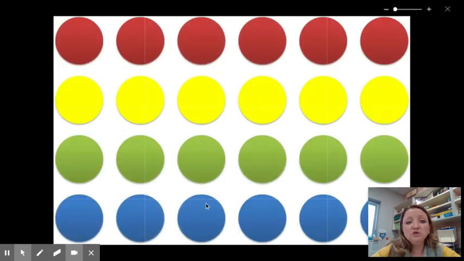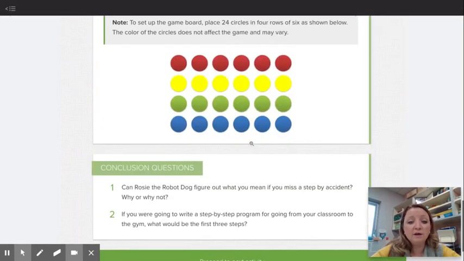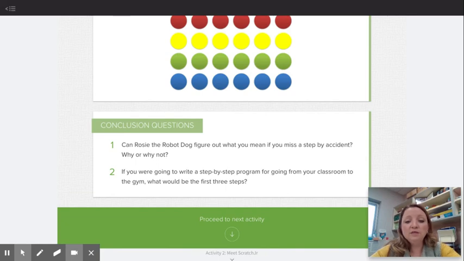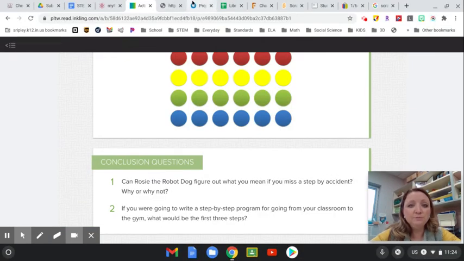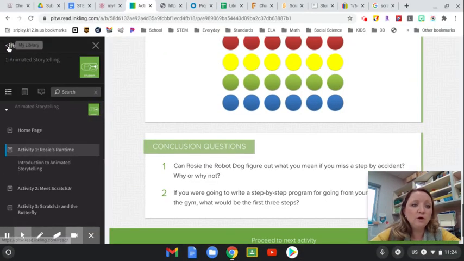So this is your game board that you're going to have. It kind of looks like the game Twister. It's got a red, and then yellow, then green, then blue. But we don't have a spinner. Like we're not going to flick the little Twister thing and tell you to put your right hand on blue or anything. This is going to be set up, and you're going to have Rosie, the robotic dog, who is actually going to be one of you guys. You guys are going to code each other to go to certain places.